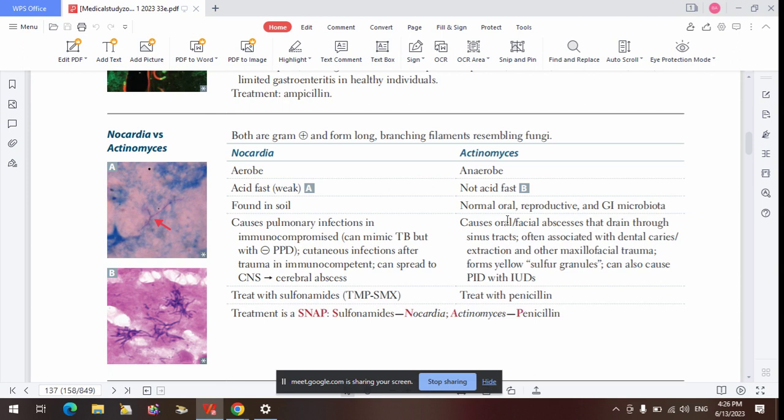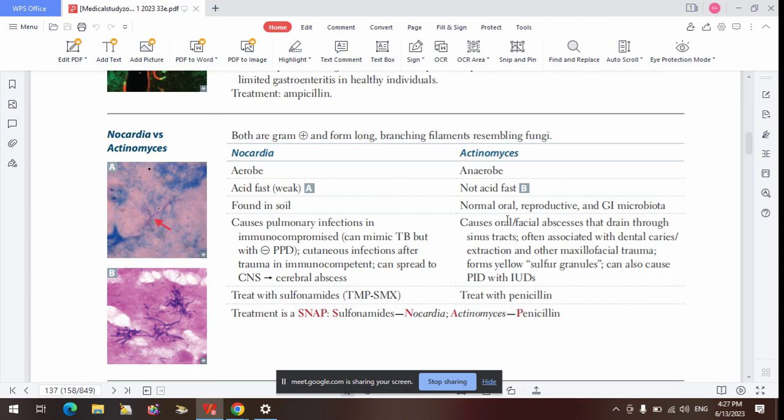So they are even part of normal flora in the mouth. They just wait for a nidus that can assist in their proliferation and pathogenicity before they cause infection. So if somebody starts having a dental procedure that causes injury to the mouth, forming necrotic debris, they can thrive on that necrotic debris and cause infection. So we'll get there. Let's just talk about Nocardia first.